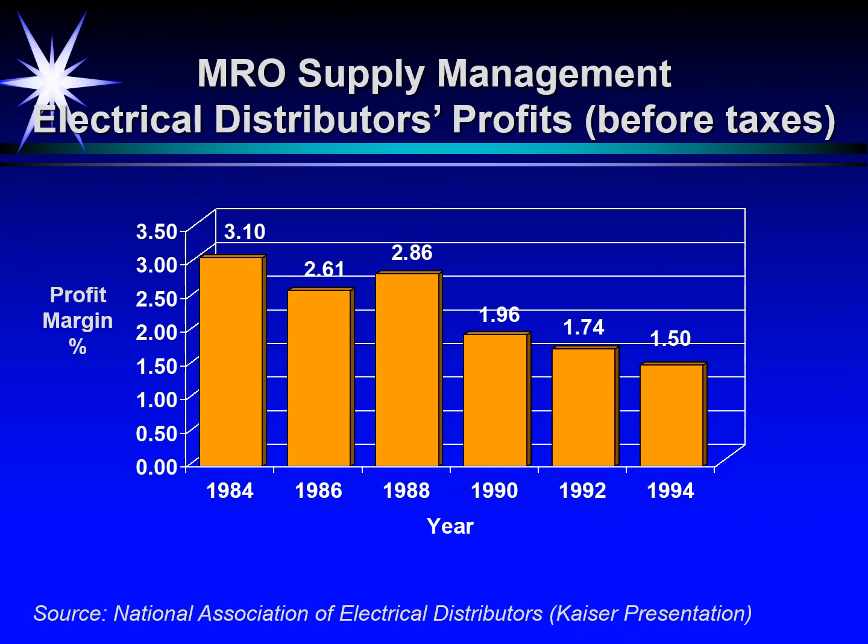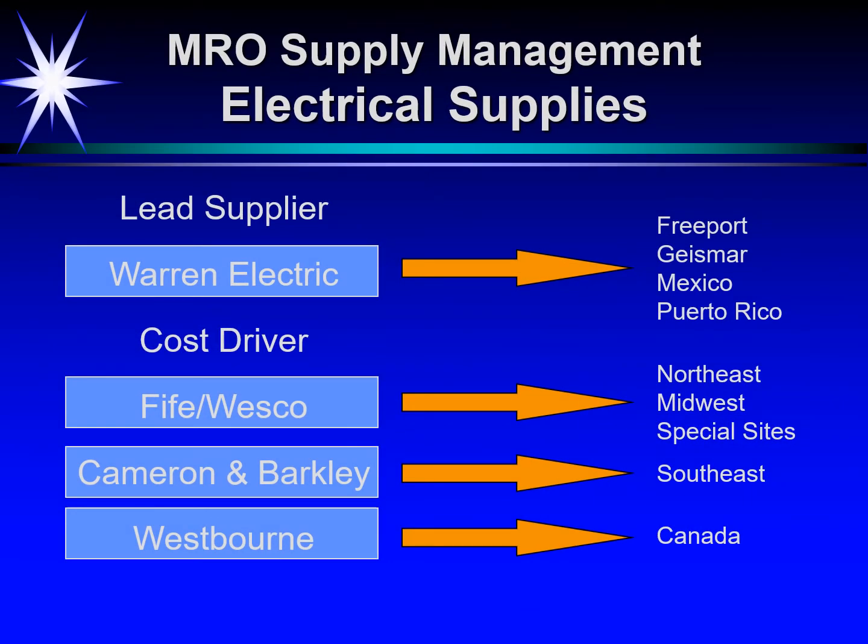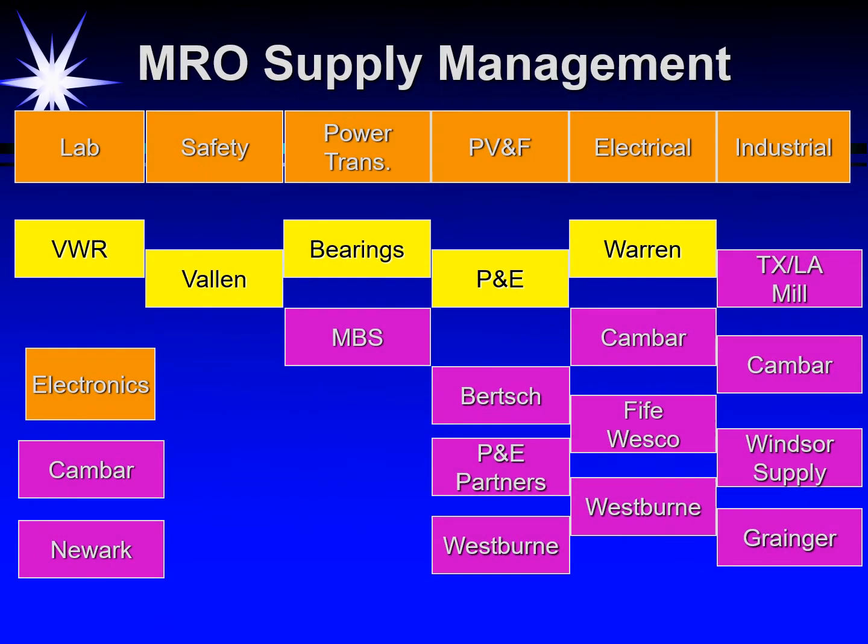Here are the profits of distributors, which we found out before taxes. Here are some of the players we looked at. You can see their names there on the left. Here we put together all the players in our buckets. Again, remember we divided MRO into buckets, and these are some of the suppliers who were existing at that time that we considered.